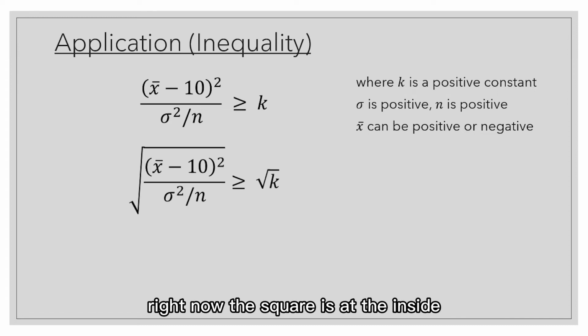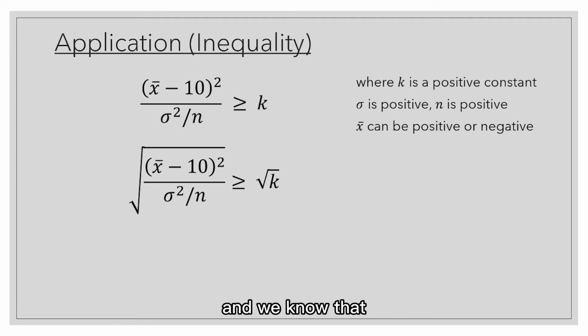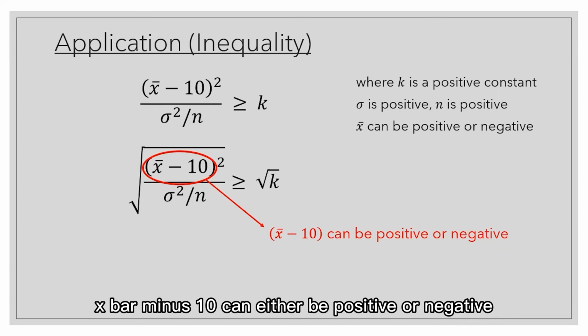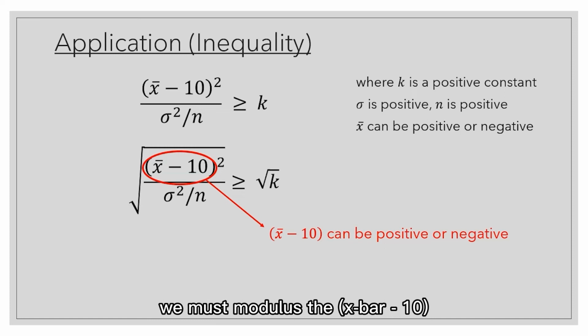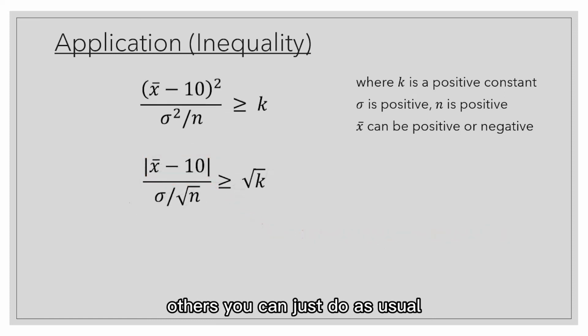Right now, the square is at the inside, the square root is at the outside, and we know that x bar minus 10 can either be positive or negative. According to what we have discussed just now, we must take the modulus of x bar minus 10. Others you can just do as usual because you have confirmed that they are positive values.